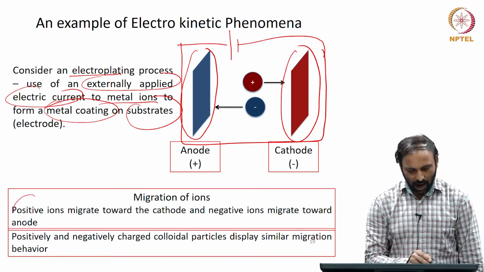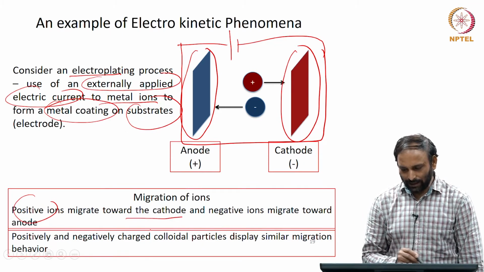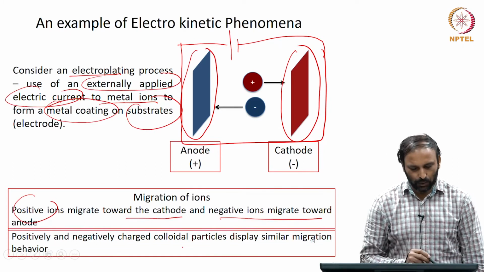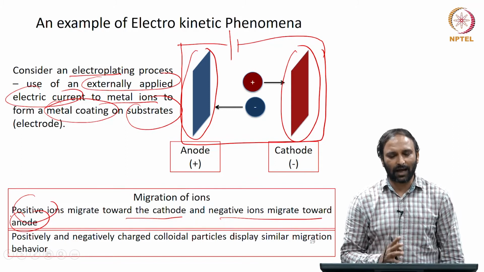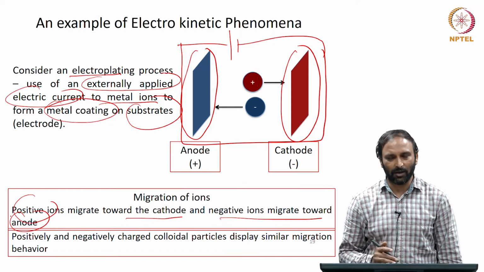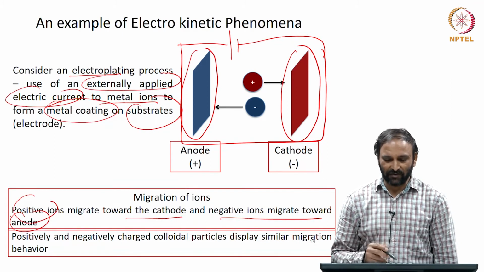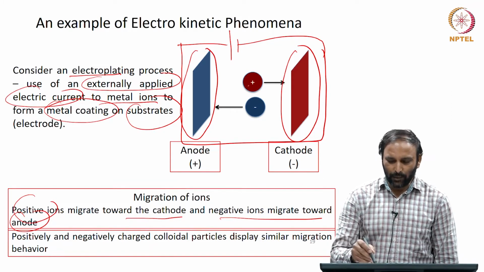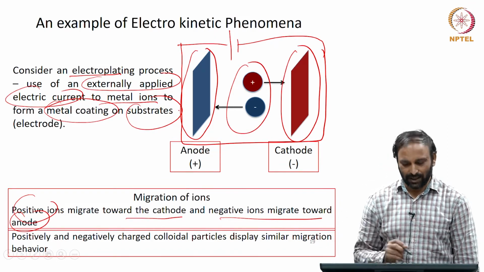The positive ions will migrate towards the cathode and the negative ions migrate towards the anode. Okay. So, this is a classic example of an electrokinetic phenomenon where there is a combined effect of the electric field combined with the motion of ions towards oppositely charged electrodes.